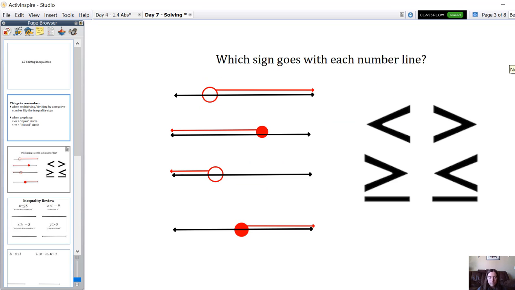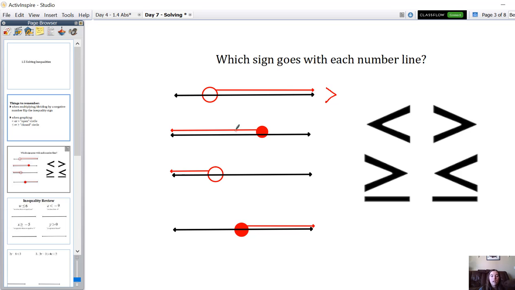So back to these graphs. This first one has an open circle, so we're either going to use strictly less than or strictly greater than. So now we need to pay attention to which direction our arrow is going. If our arrow is going to the right, that means our number is increasing, it's getting bigger. We are using all of these values that are greater than whatever value was at this open circle. That means here we're going to use the greater than sign.